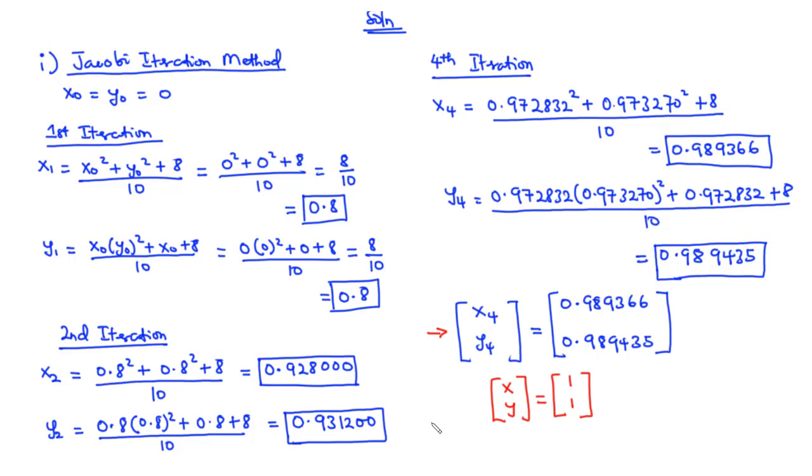So from this we can conclude that the Gauss-Seidel iteration method converges faster as compared to the Jacobi iteration method. And in fact, that was the same conclusion that we made when we dealt with linear systems considering these two iteration methods. So that's it for today's video.